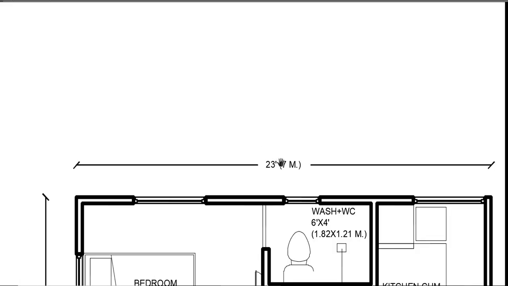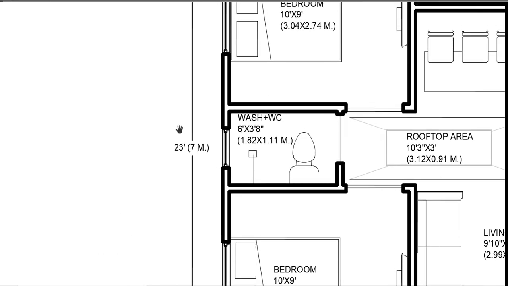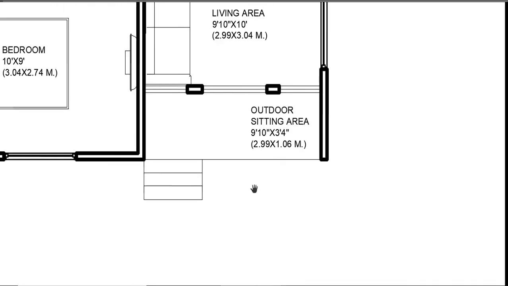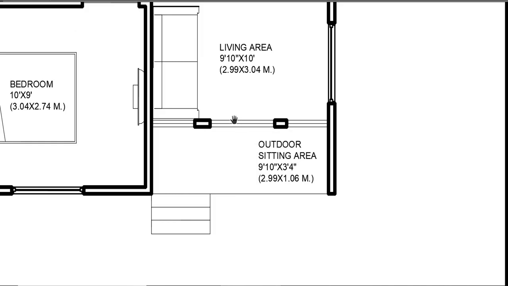So this is the floor plan of the house. The total area I have taken is width 23 feet, in meter 7 meter, and the length is 23 feet, in meter 7 meter. On the front side we have an outdoor sitting area here. The size of the outdoor sitting area is 9 feet 10 inches into 3 feet 4 inches, in meter 2.99 into 1.06 meter. There is a sliding door.